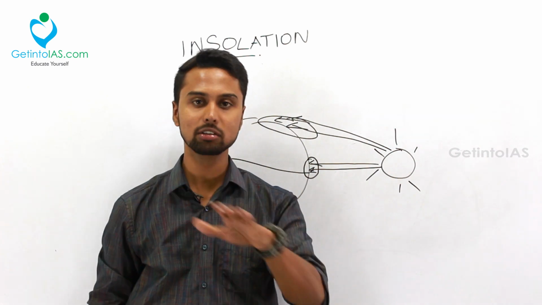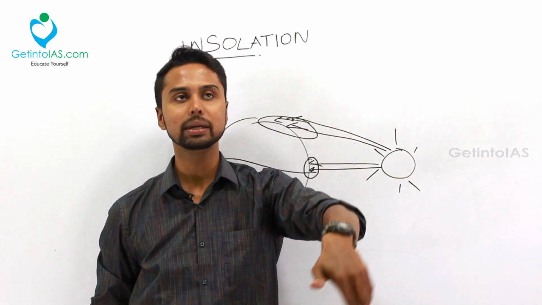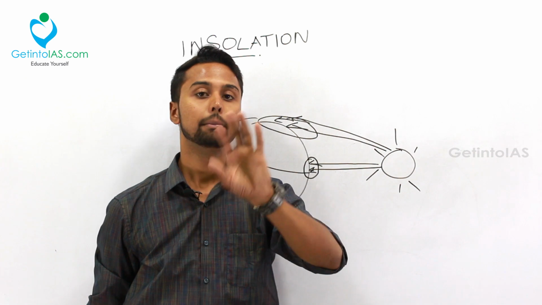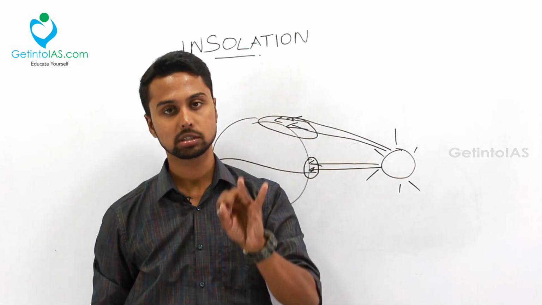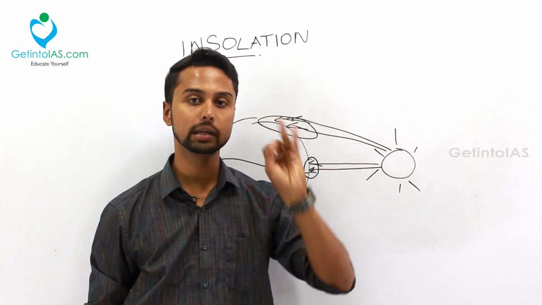Insolation, you can say in a single word, is the heat coming from the sun and being radiated back. This process is known as insolation. But what are the factors involved, and what are the 4 important processes involved in insolation? That is very important.